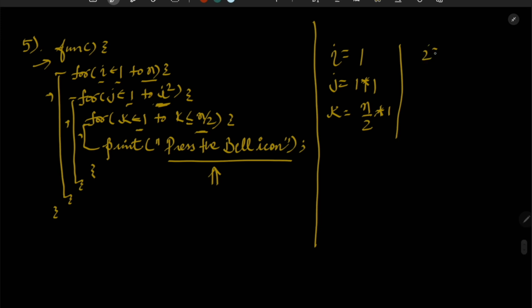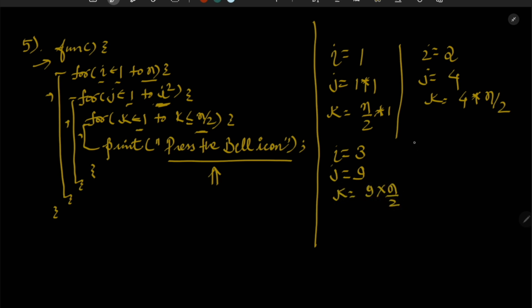Then we have i as 2, j becomes 4, k is like 4 cross n by 2 times. Let's see for i as 3, j is 9 and k is 9 cross n by 2 times. So likewise at i as n, j becomes n square and k will be printed n by 2 multiplied by n square. So eventually these many times this thing is going to be printed.